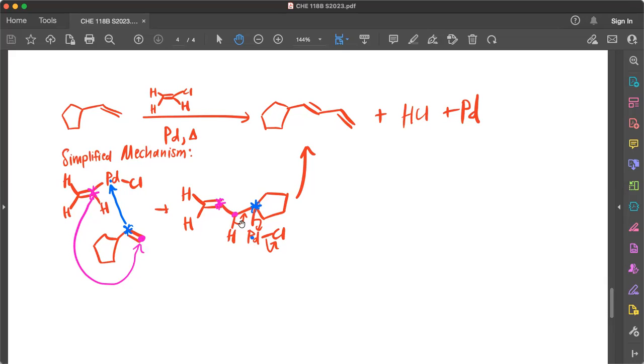And then the very last step here, this is a simplified mechanism. The hydrogen here will form a double bond there and kick out the palladium, kick out the Cl at the same time, giving us our final product here.